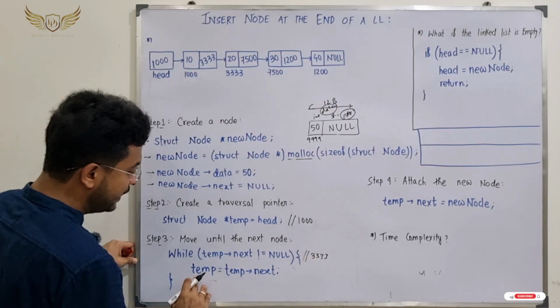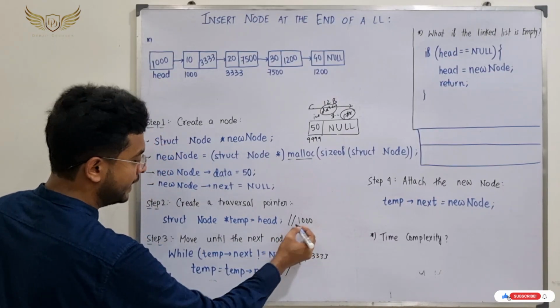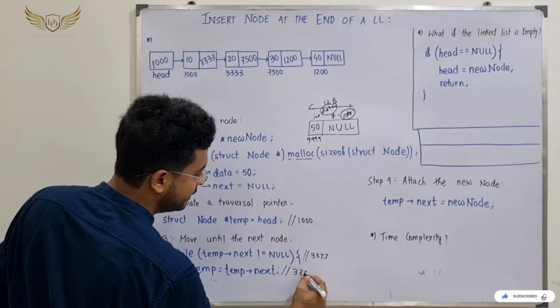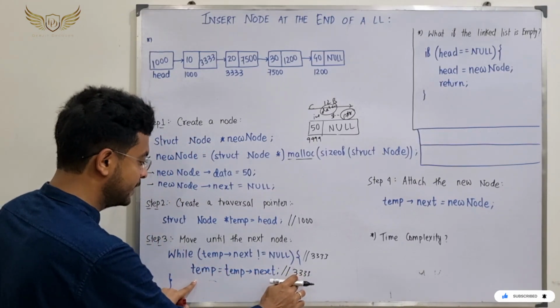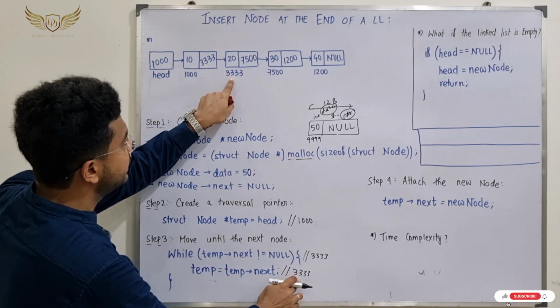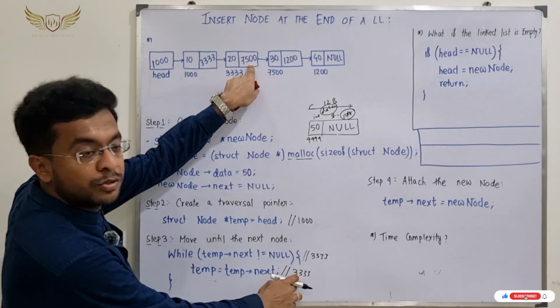So then what will we do? Temp equals temp arrow next. So temp was initially 1000. Now it becomes temp arrow next. What is the value of temp arrow next? 3333. Now what will we do? Now temp is 3333. So temp arrow next will be go to the 3333 location and see what is at the next. That is 7500.